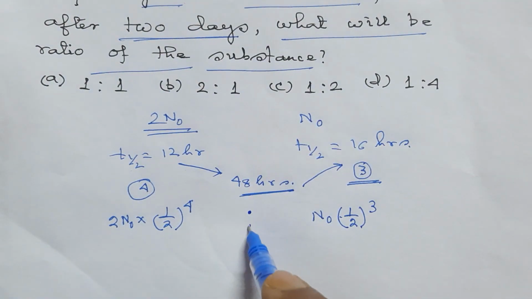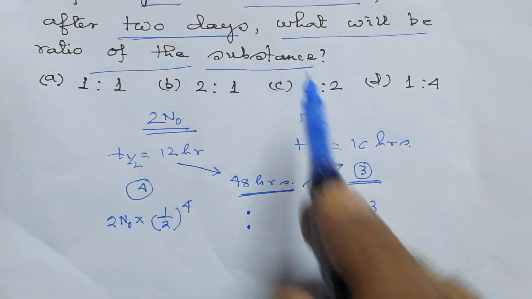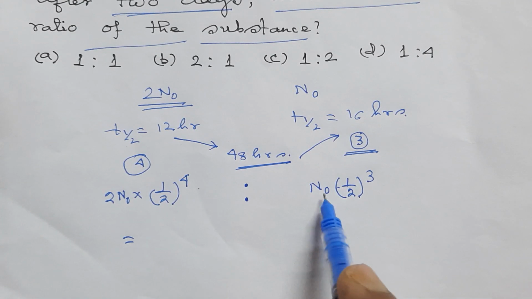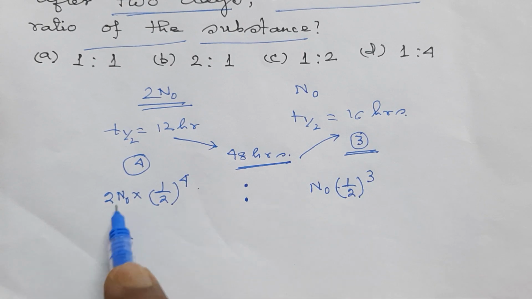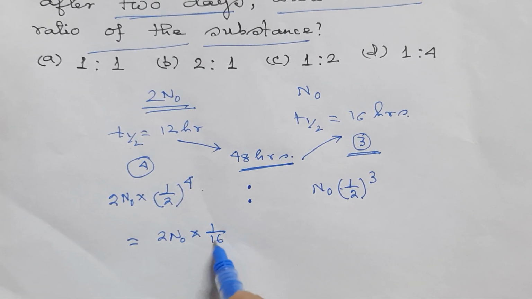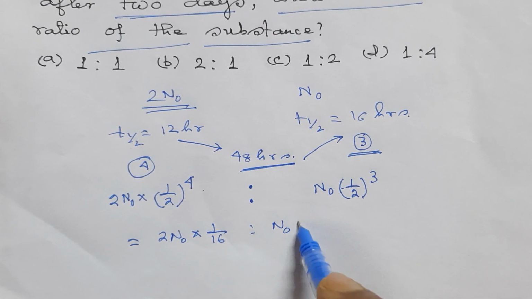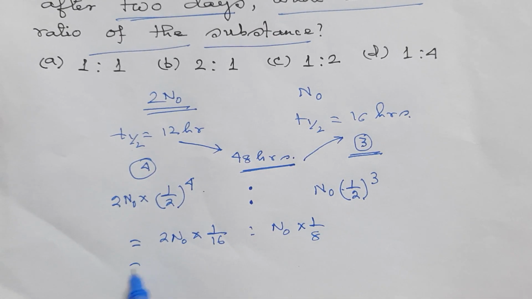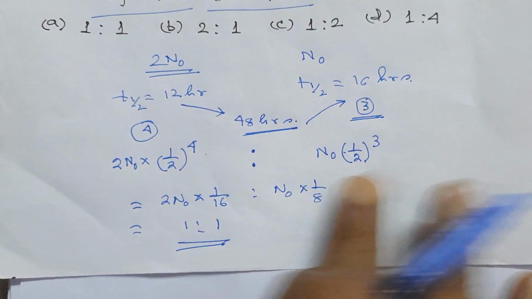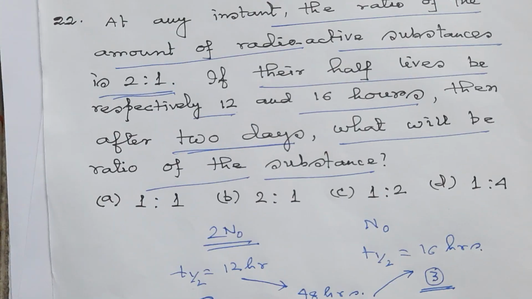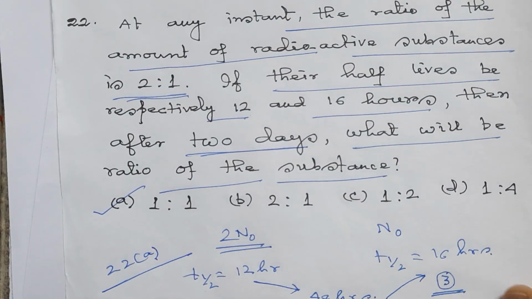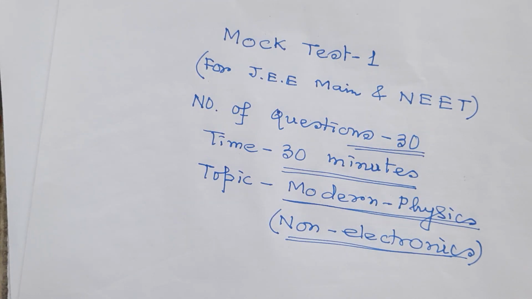So the ratio of the substances now is 2n0 into half to the power 4 to n0 into half to the power 3. 2n0 into 1/16 is to n0 into 1 by 8. That is, n0 by 8 is to n0 by 8. That is 1:1. The correct option to question number 22 is A. Now, let us see the next question.